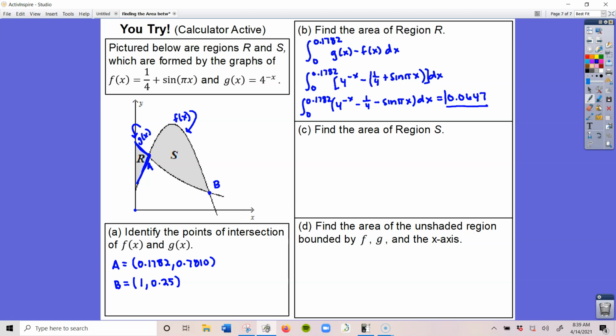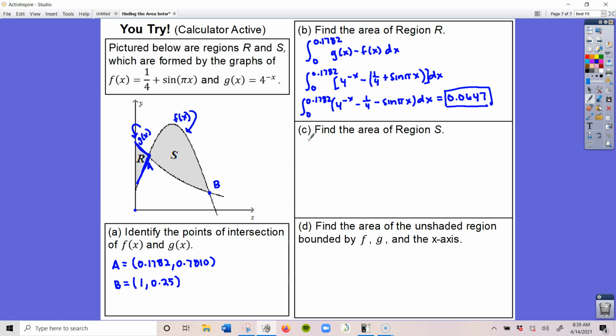And this would be the area of region R. Now we're going to find the area of region S. Now S is the other way around. We have f of x on top and g of x on the bottom. And then we have 2 points of intersection. We have A and B.